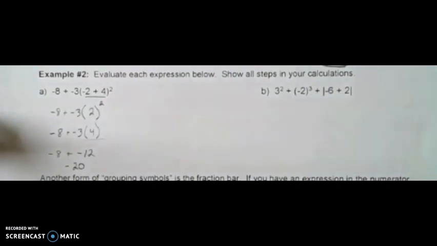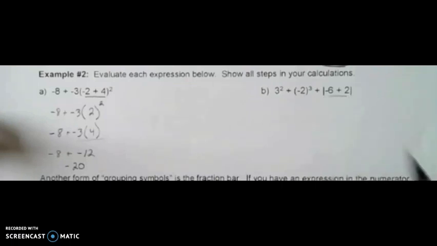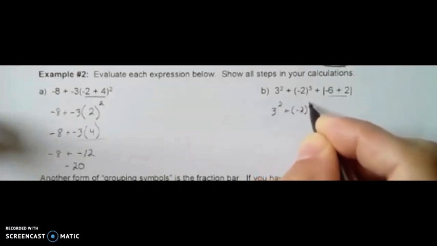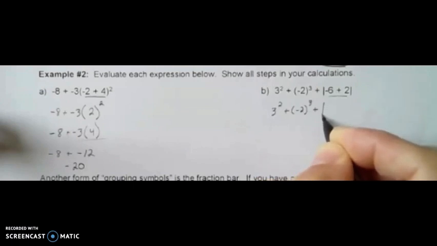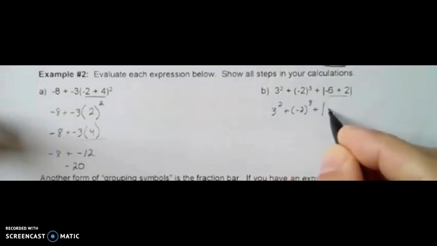In example B, what we're going to do first, again, I'm looking for operations in grouping symbols. These parentheses, all right, do not have an operation, so I'm ignoring that. But this grouping symbol, the absolute value bars, does have an operation, so we're going to do that first. So we're going to have 3 squared plus -2 to the third power plus the absolute value of -6 plus 2. -6 plus 2 is -4.